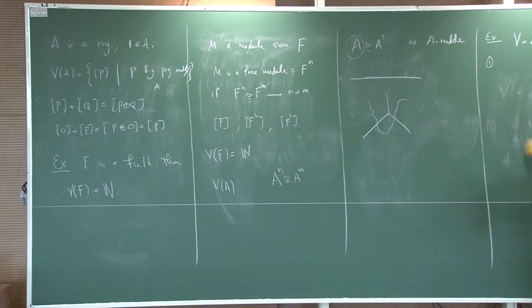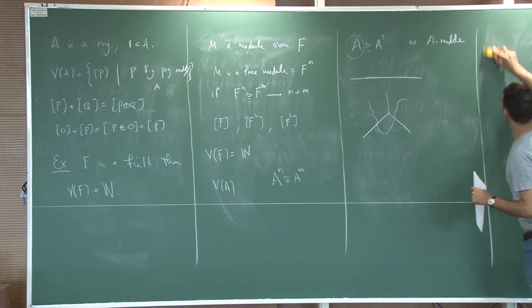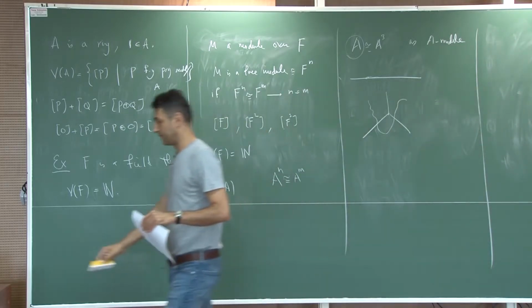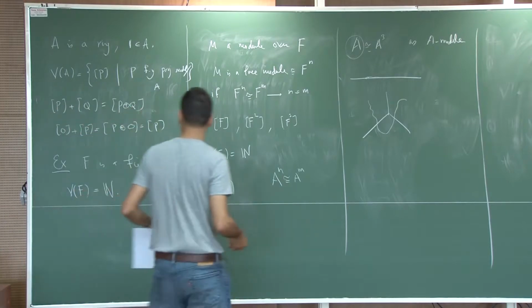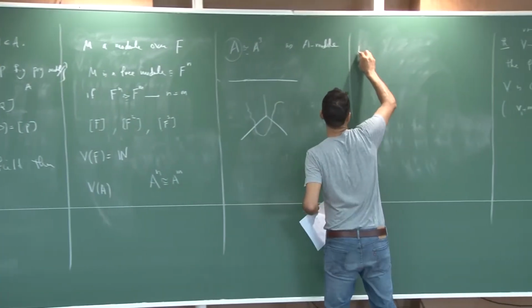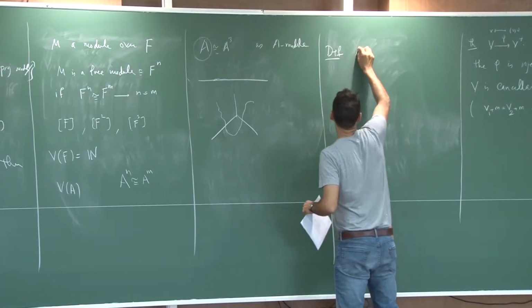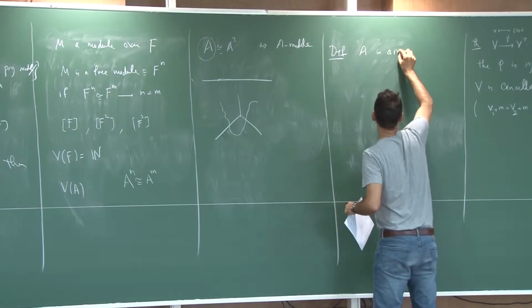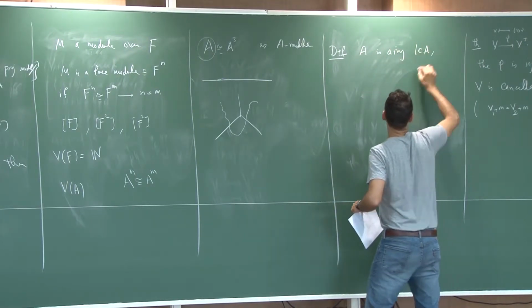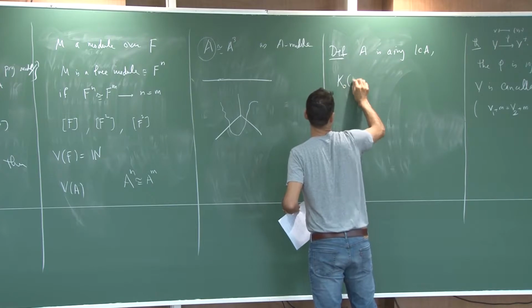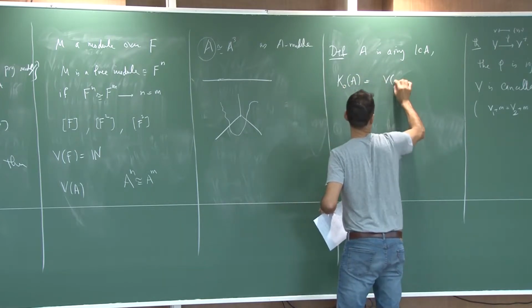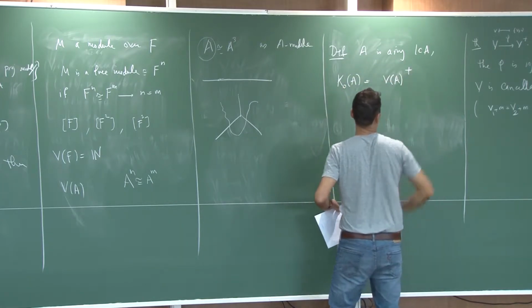So I have K0 now, which is the completion of V. Let me write it down. Definition of the Grothendieck group. Here again, A is a ring, 1 is in A. Then the definition of K0 of A is that I look at this monoid and I do the completion.